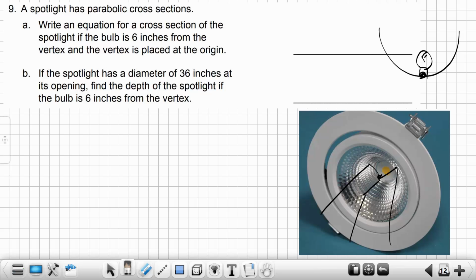So, same thing here. From the cutaway, from the cross section, if the light shines out, it hits that, goes that way. Shines out, hits that, goes that way. Shines out, hits that, goes that way. So the light's always going out. So, coming back over here. A. The bulb is 6 inches from the vertex. So what did they just give us?